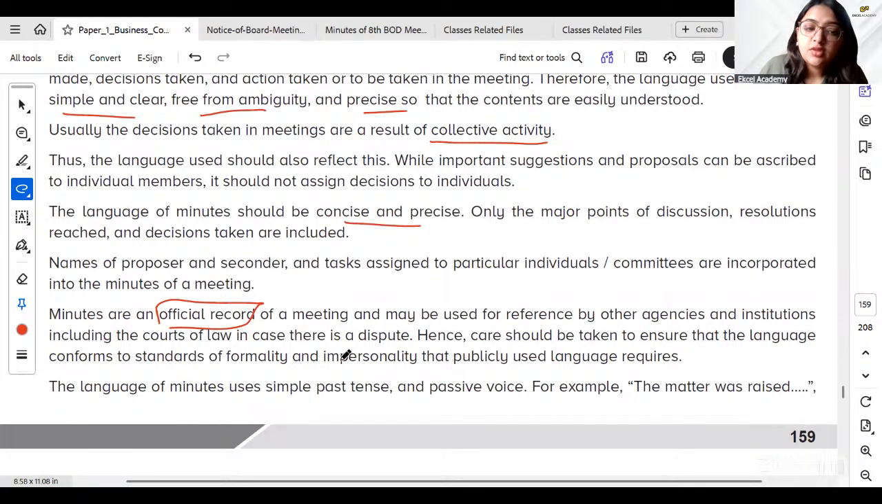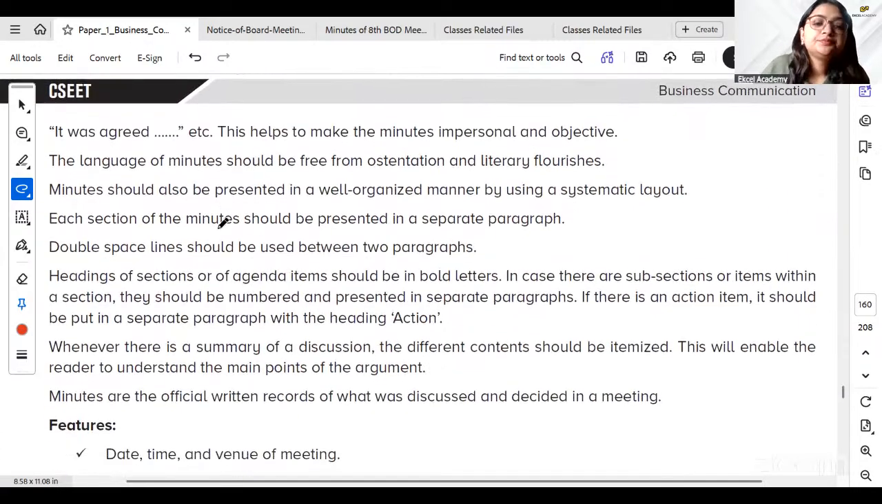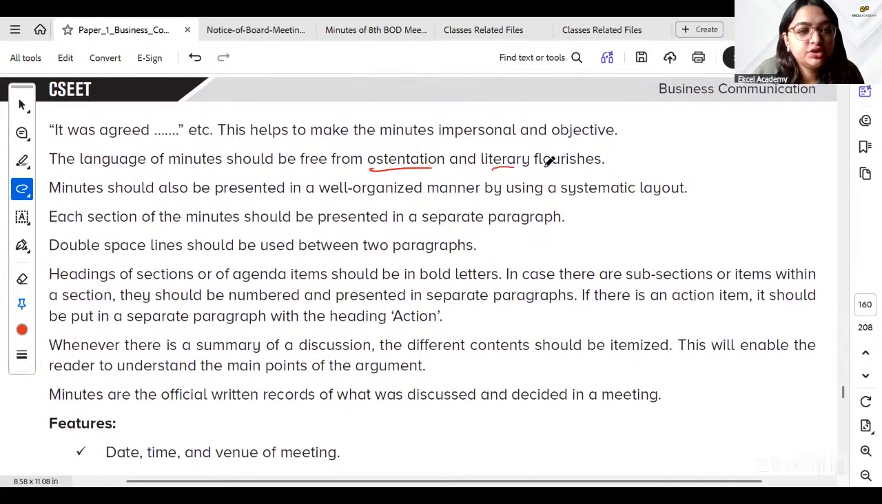Okay. What should you use? You should use simple past tense and passive voice. This is something that we discussed in the first chapter, that is English grammar and its usage as well. When a past tense is something that has already happened, in that you are using the subsection of simple past and a passive voice. Okay. It should be free from ostentation and literary flourishes. Okay. It should be presented in a well-organized manner. So we show how your minutes should be presented, right?